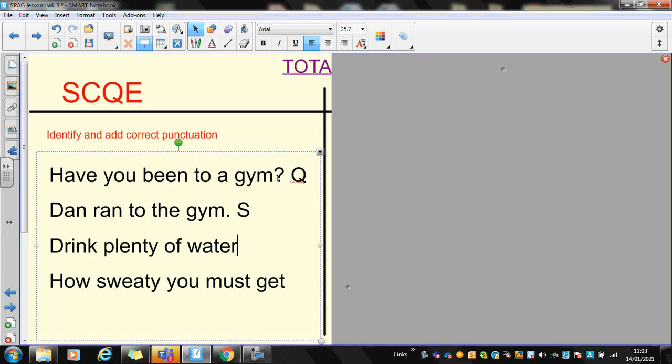Drink plenty of water. So we talked a bit about this yesterday. It starts off with this bossy word. And any sentences that start off with the imperatives are called commands. And you could have done an exclamation mark. Depends really whether a person is shouting or not. Or a full stop is fine as well. So that's C for command. And finally, well, you probably got it by the process of elimination, but this is a comment on something. It's an exclamation. Okay, great job if you got 4 out of 4 with that one.